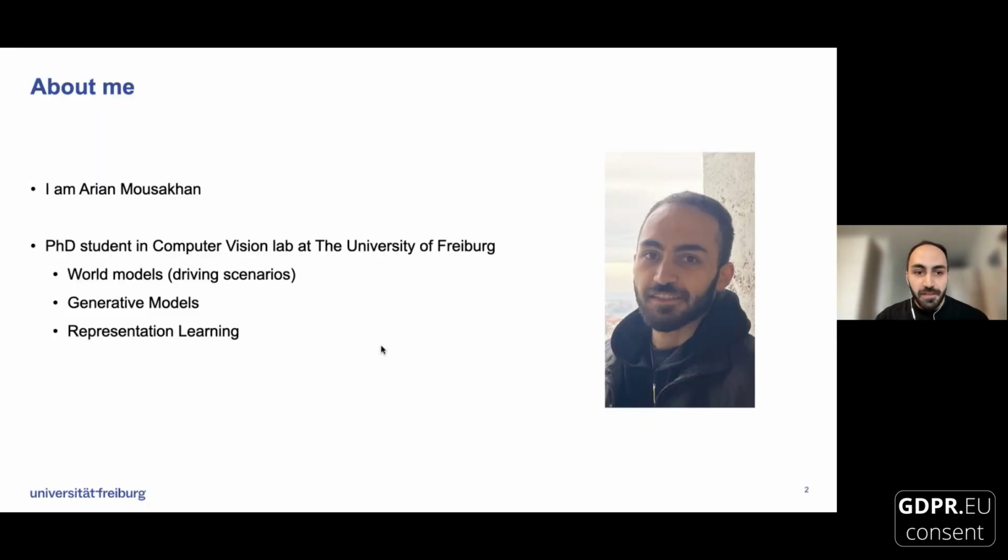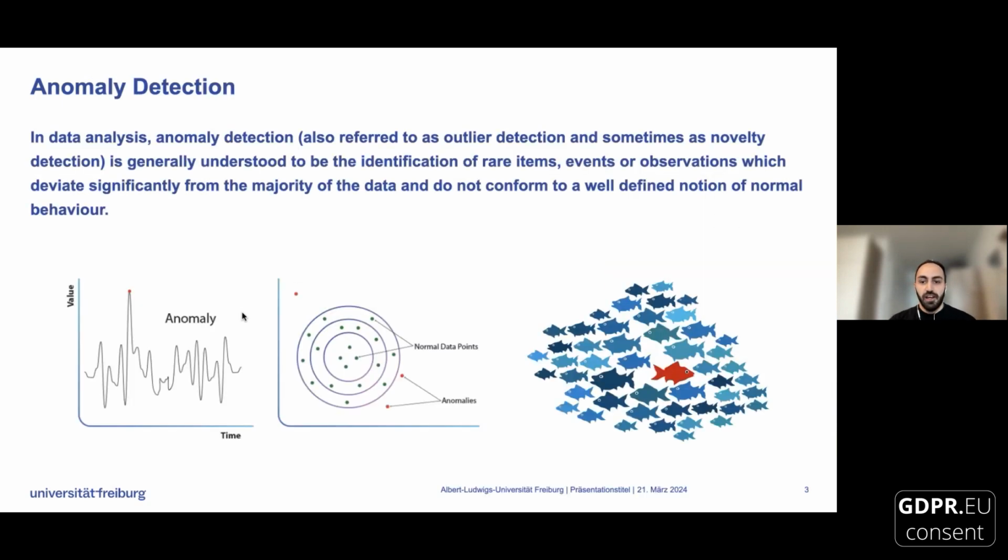So a bit about myself. As I said, I'm Arian. I'm a PhD student in the computer vision lab at the University of Freiburg, and my PhD topic is world models, mostly concerned with driving scenarios, and hence I'm also really interested in generative models and representation learning. However, today I will present about anomaly detection.